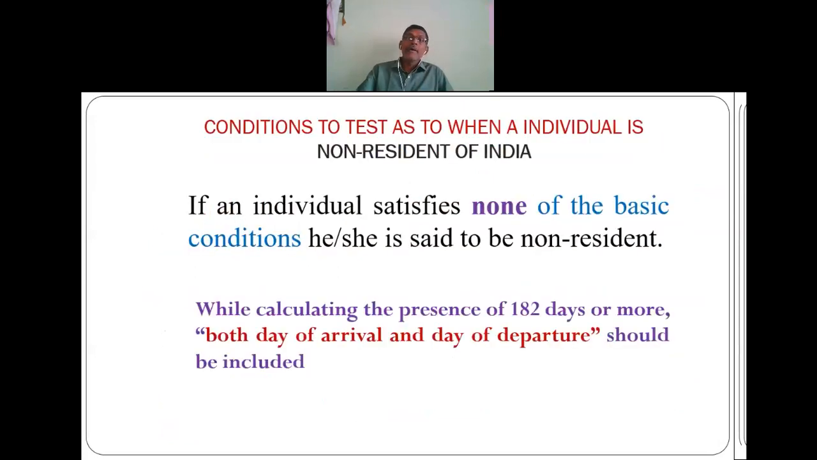Then the next type, non-resident of India. It is very simple. If even one basic condition is not satisfied, that is, obviously your stay is less than 60 days, then your first basic condition is not satisfied and your second basic condition is also not satisfied. Then automatically the individual will be treated as non-resident of India. So these are the provisions. We must follow them each and every year when determining the residential status of an individual. Okay, so please note a point.